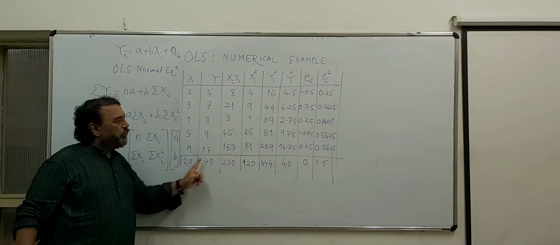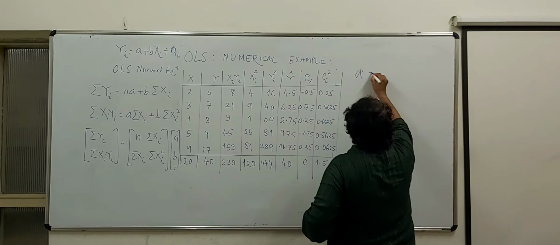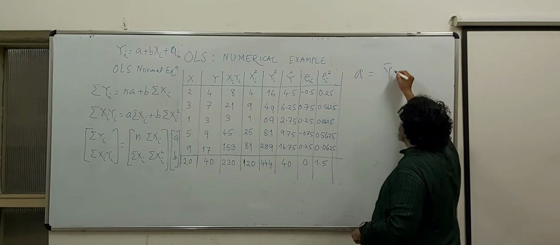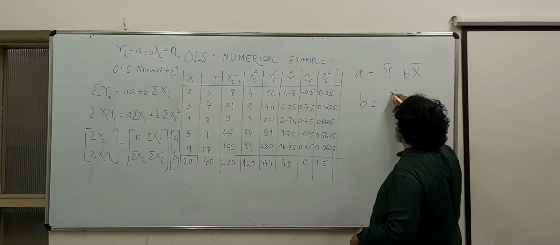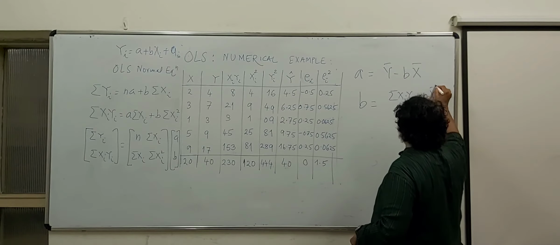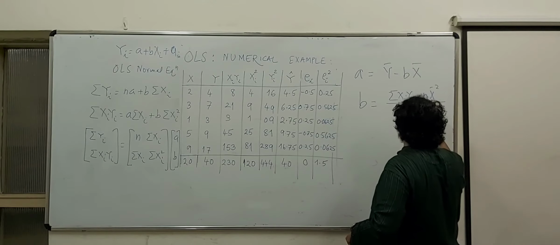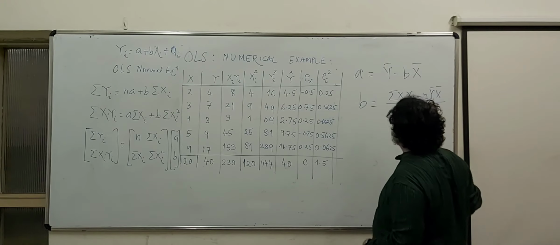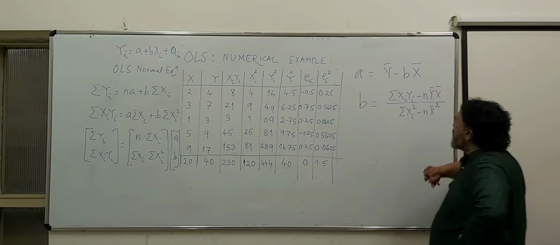And if we solve these as two simultaneous equations, with a and b being unknown and all other quantities derived from the known data, the solution that we get for a is equal to y bar minus b times x bar, and for b we get the solution: summation xi yi minus n times x bar y bar, divided by summation xi square minus n times x bar square.